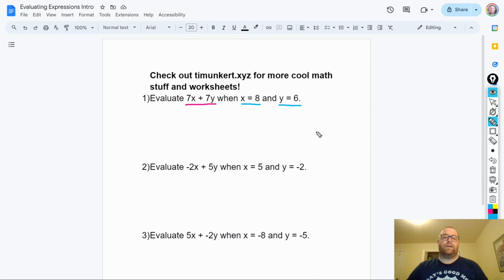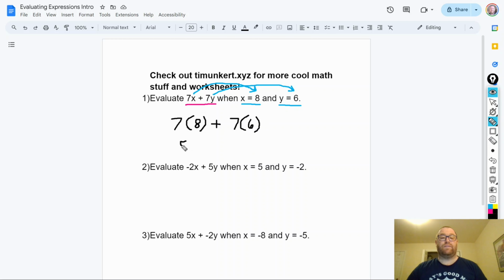So what we're going to do here is for where x is here, this is like 7 times x. We're going to put in this number 8. And where y is here, we're going to put in this number 6. So we're going to change this expression from 7x plus 7y to 7 times 8 plus 7 times 6. And from here, we can figure out what that number is.